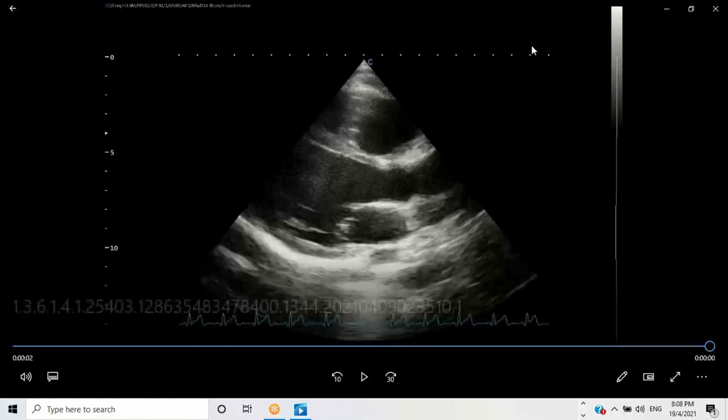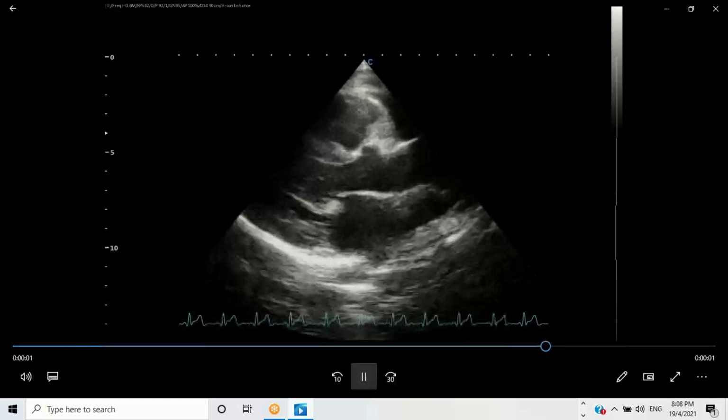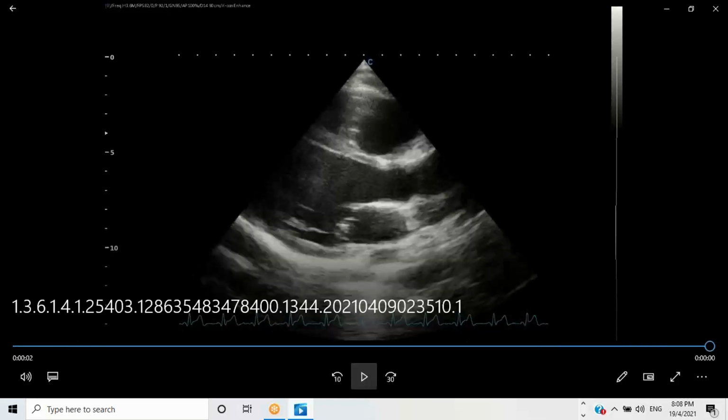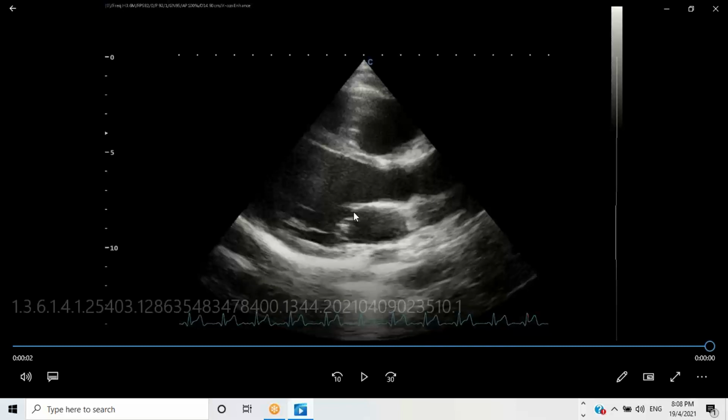All right, good. Okay, so this is a parasternal long axis view, and this view is obtained by putting the transducer, the probe, in the third or fourth left intercostal space with the marker pointing towards the right shoulder.